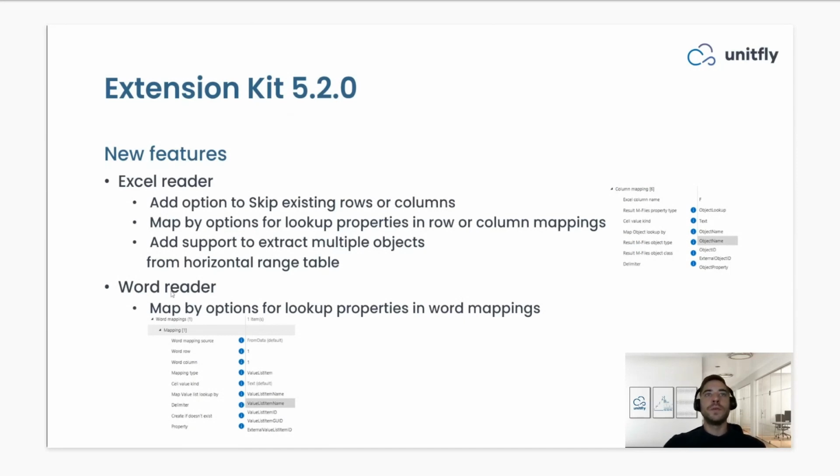To the word reader, we also added multiple map by options for lookup properties in word mappings. So this feature is actually the same one as the map by options for lookup properties in the Excel reader. So you can also map value lists or object lookups by name, ID, and so on.